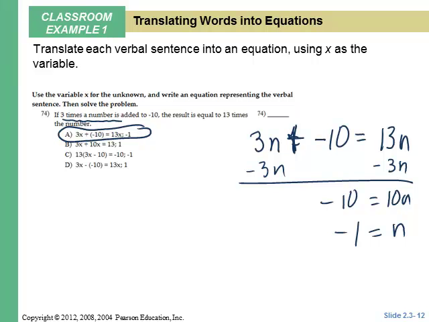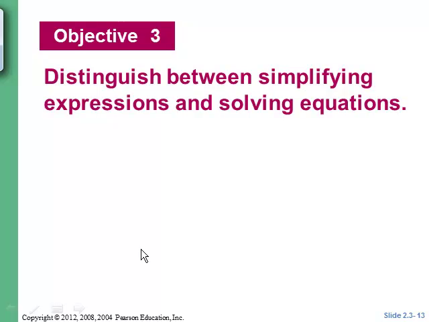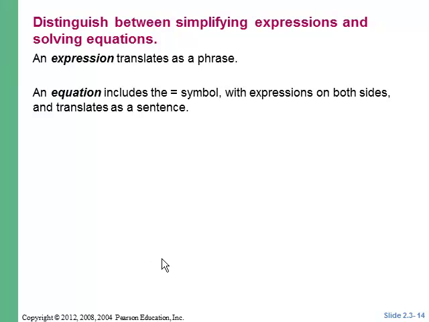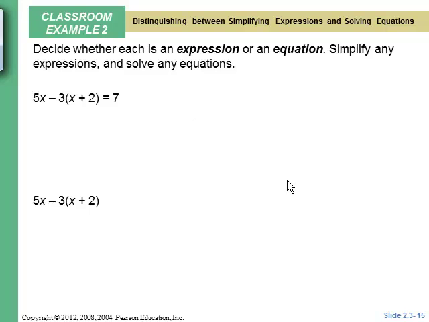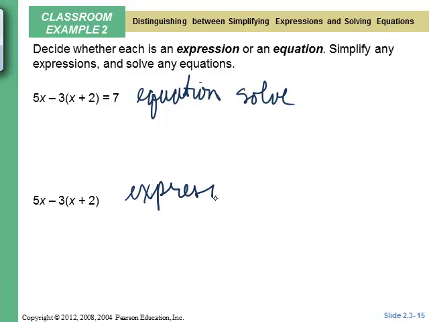So it's important that we know what we are supposed to be doing in these problems. In other words, do we simplify the expression or do we solve the equation? An expression translates as a phrase, an equation as an equal sign. So this first one is an equation, and we're going to solve it. The second one is an expression, and we're going to simplify it. Now, how do we go about doing this?